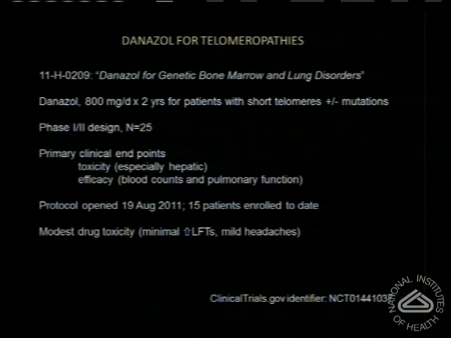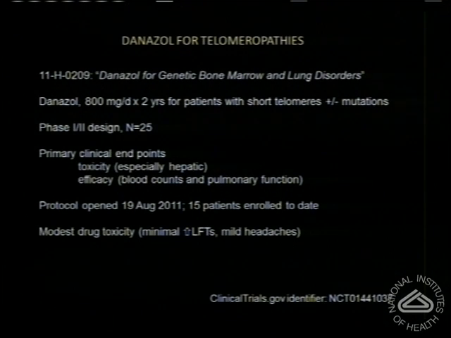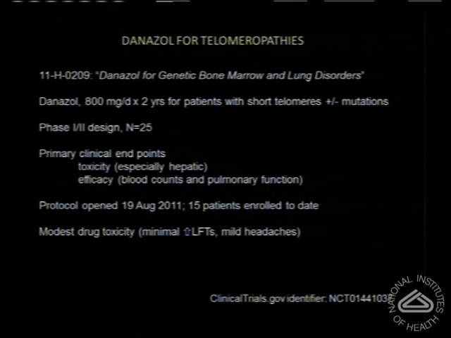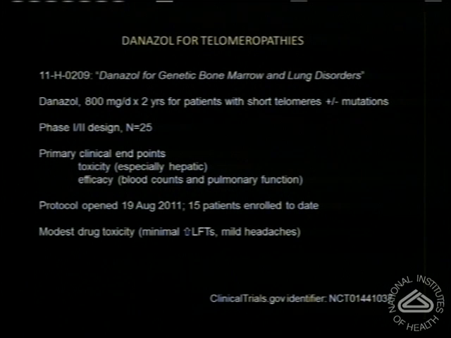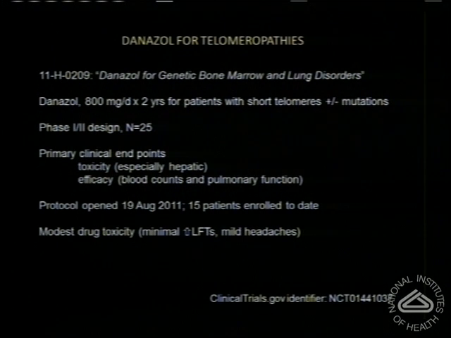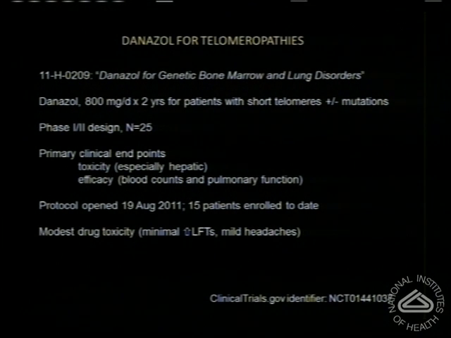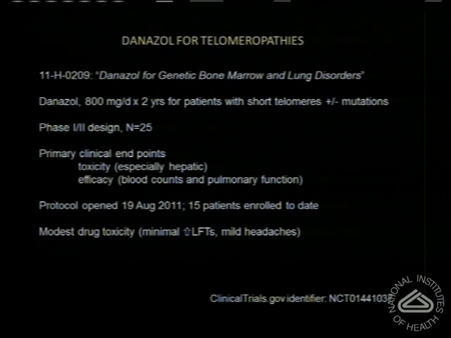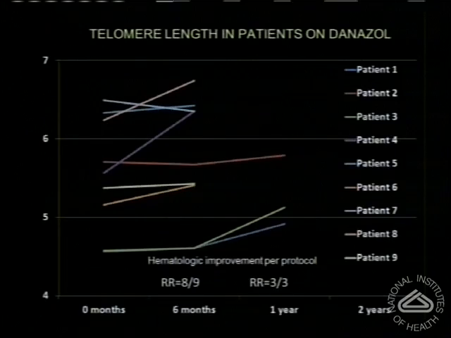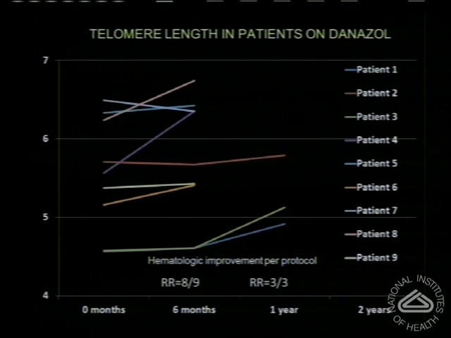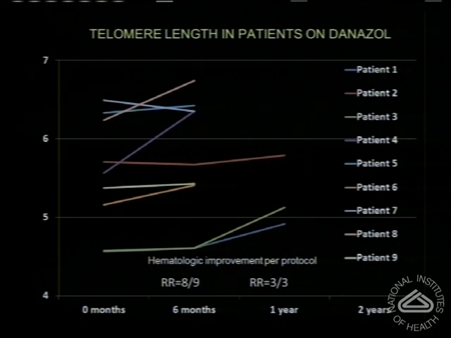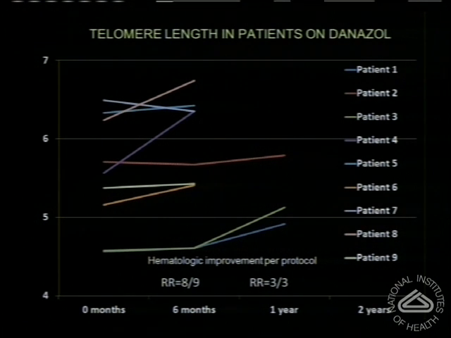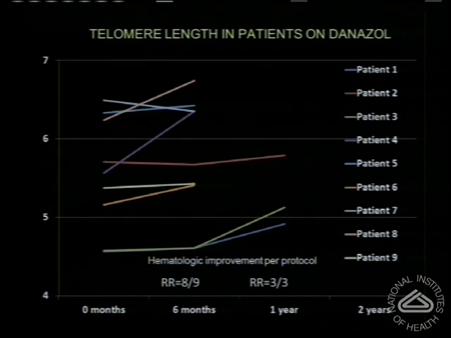So this is the last slide I wanted to show, which is that we actually have an ongoing protocol of danazol, which is a synthetic male hormone, very little in the way of toxicity, in patients with pulmonary fibrosis and with bone marrow problems, to see if we can improve them in terms of their clinical status, but also whether we can do anything with their telomeres. And the amazing thing here is that if you select your patients based on what you think is the physiology, not just everybody with aplastic anemia, but people with short telomeres, almost everybody responds.